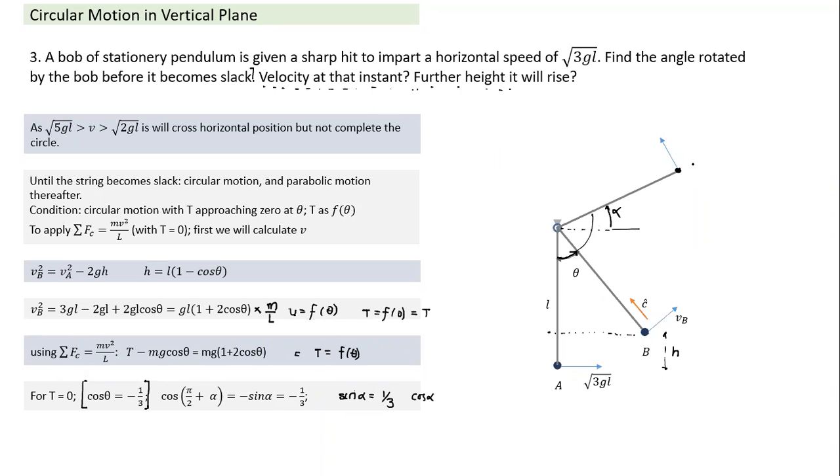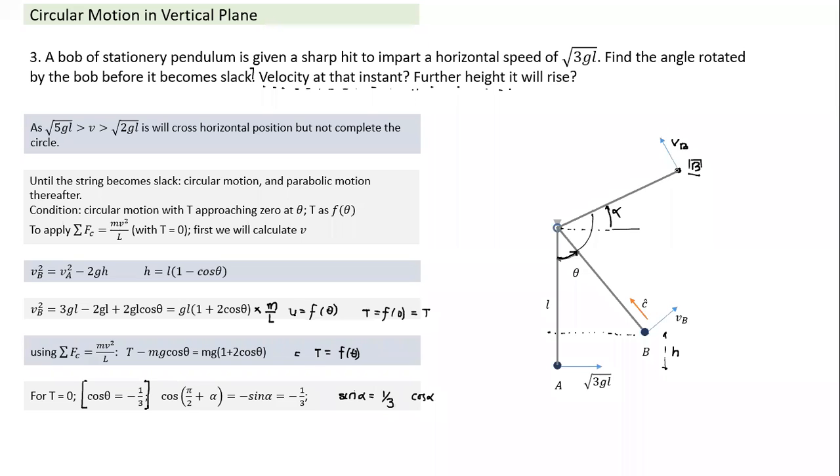So actually this is a point B which we're calculating, where tension has just become 0. What will be the velocity at this point here? We already had this expression of VB square. Only thing, in place of cos theta, we substitute minus 1 by 3. We get this velocity, just as it becomes slack.